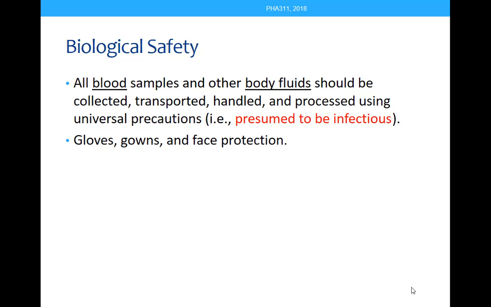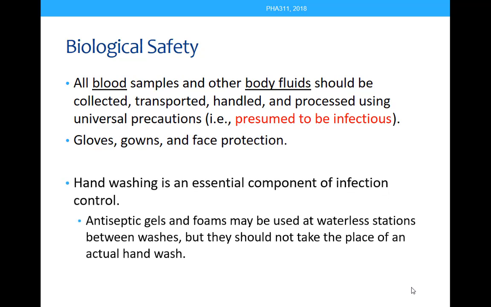Recapping has been the most common cause of needle stick injuries, and has led to many people getting hepatitis and AIDS and whatnot. So I cannot stress this more. Recapping is the most dangerous thing you will do when you are collecting blood samples. Never try that. Gloves, gowns, and face protection are very important. Hand washing, hand washing, hand washing. Never underestimate the power of hand washing. And the hand gels and soaps do not replace a proper hand wash. So regularly, proper hand washing has to be done.